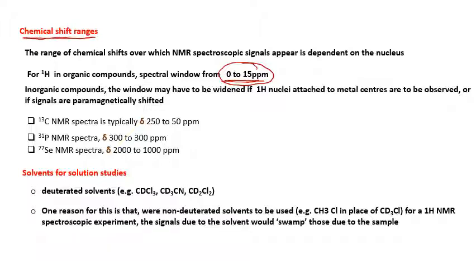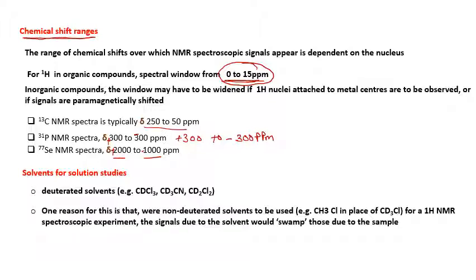The chemical shift range for other NMR active nuclei, for example carbon-13, is typically 50 ppm to 250 ppm, and for phosphorus-31 it is given as plus 300 to minus 300 ppm for phosphorus NMR. For selenium NMR, for example, it is plus 200 to minus 1000 ppm. So you can see that the spectral range actually depends on the NMR active nucleus. For proton it is different. For carbon-13, phosphorus, selenium, it is different.